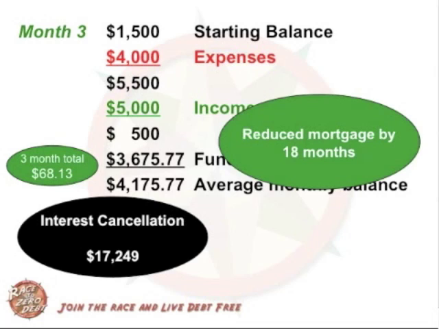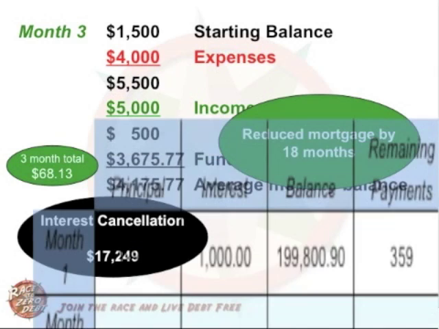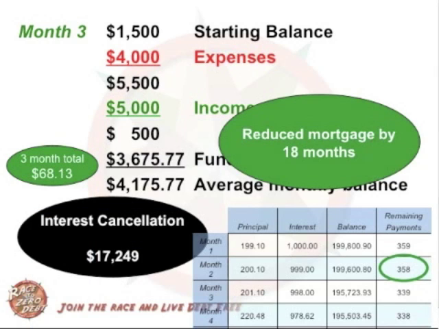We also just reduced our mortgage by 18 months. 3 months ago, we had 360 months remaining. Now we only have 339 months remaining.